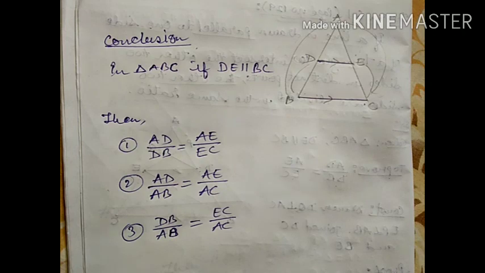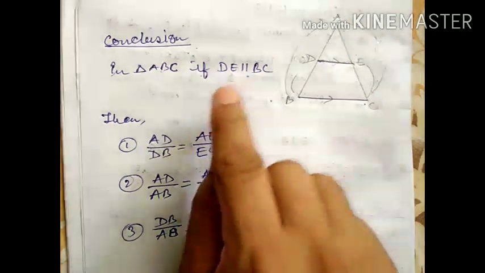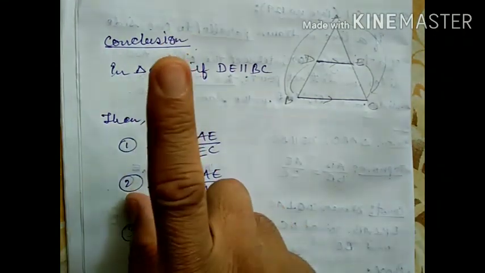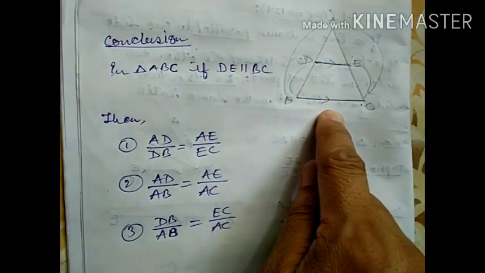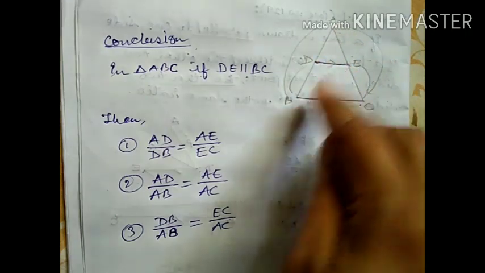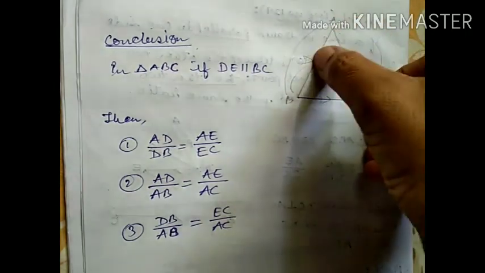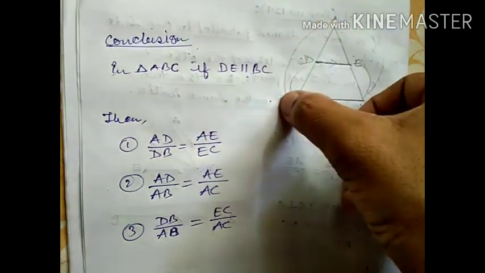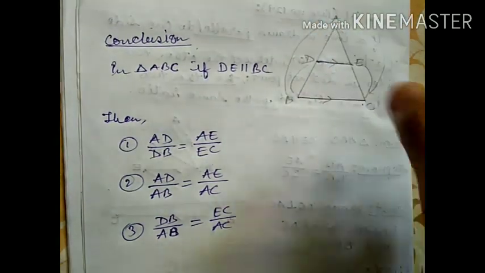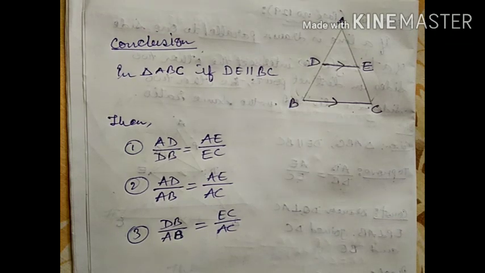So this is the conclusion from theorem 6.1, that in a triangle, if a line is drawn parallel to one side, then we can say AD by DB equal to AE by EC, another AD by AB equal to AE by AC, DB by AB equal to EC by AC. Okay, these are the things which will be helpful in solving the next exercise. So keep the things ready, written in your copy.